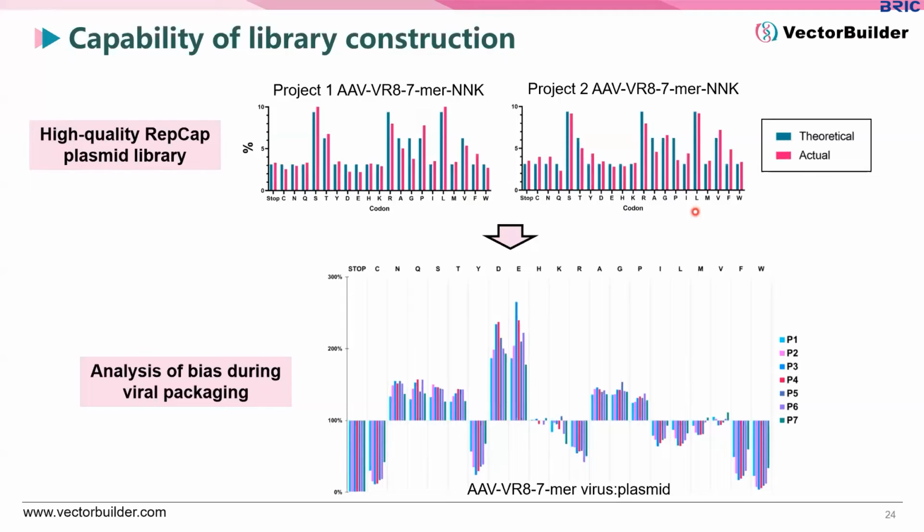Once we package the virus, we can see in the graph below that we can analyze the bias during the viral packaging, for example, in different positions from the 1st to the 7th peptide. It is not in favor of some of the amino acids. However, in some positions, they show different biases towards different amino acids. This is something that we can do to make a high quality uniform library.